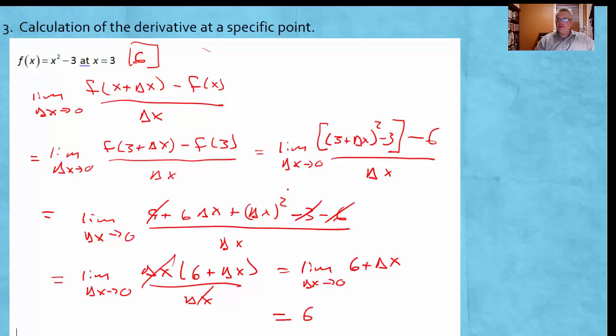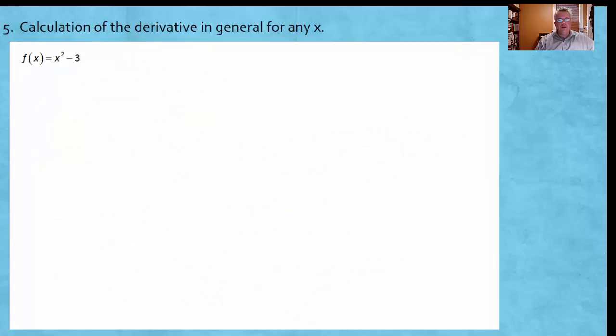As the secant lines get closer to the tangent, their slopes get closer to 6. Wow, now that's impressive. We're going to learn a lot of shortcuts, so we don't have to do limits for very long. All right, now I'm going to go through the same process, but now I'm going to do it for any value of x. So here we go, and this would be the derivative.